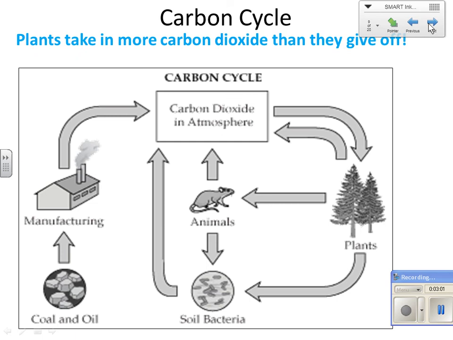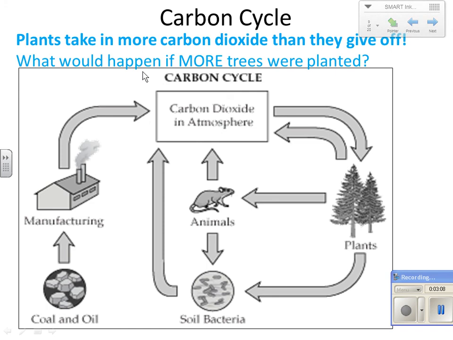Let's look at the carbon cycle here. It's a known fact that plants take in more carbon dioxide than they give off. What would happen if more trees were planted? More CO2 would be removed from the atmosphere.